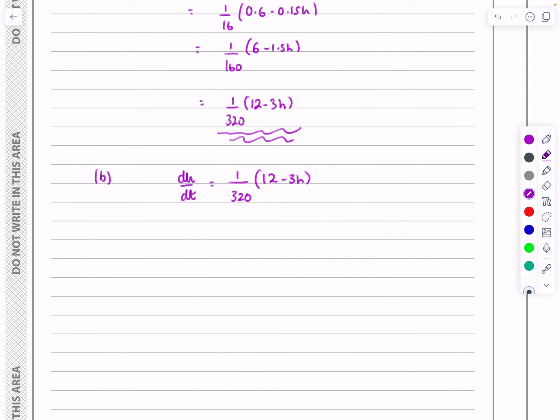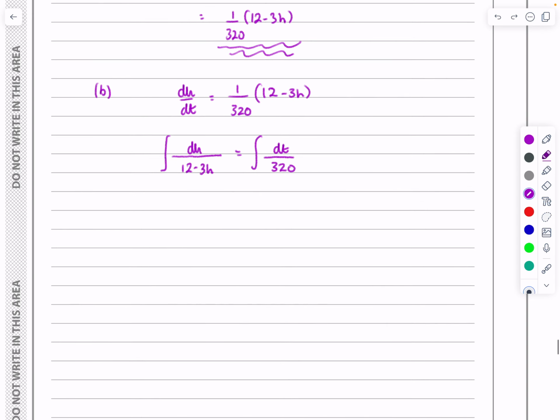So here, I can see that I've got dh, and I'm going to need to take the 12 minus 3h over to the other side, equal to dt, and then the 320 here. Now, it's absolutely up to you, so I'm going to integrate both sides. If you wanted to put that 320 up there, it would have had no difference to the question whatsoever. I'm quite happy to have this like this, and then be thinking, what have I got on this side?